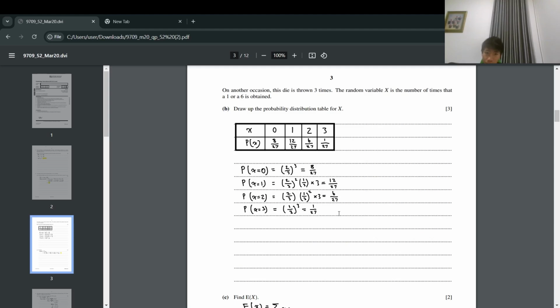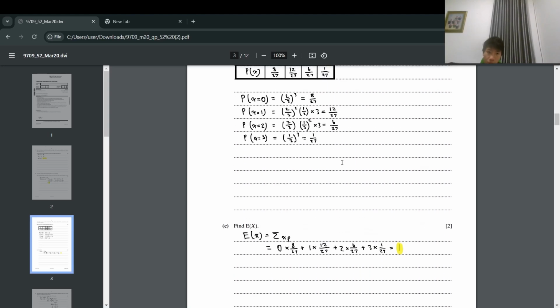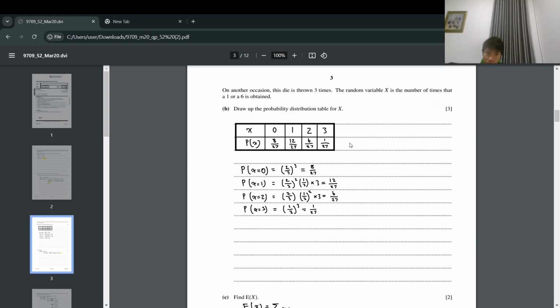And after getting all of these probabilities, we can input them on this table right here. For the expectation of X, it's basically the sum of this table right here.